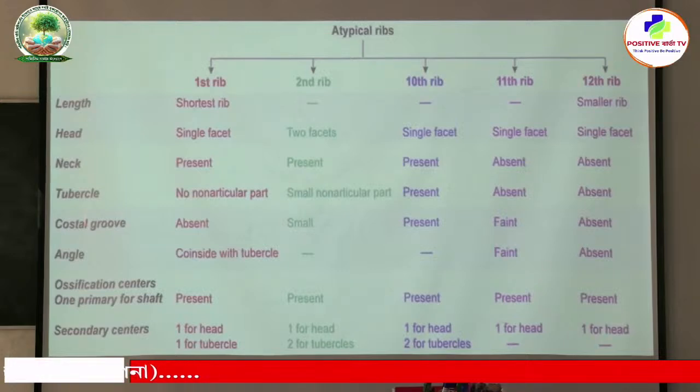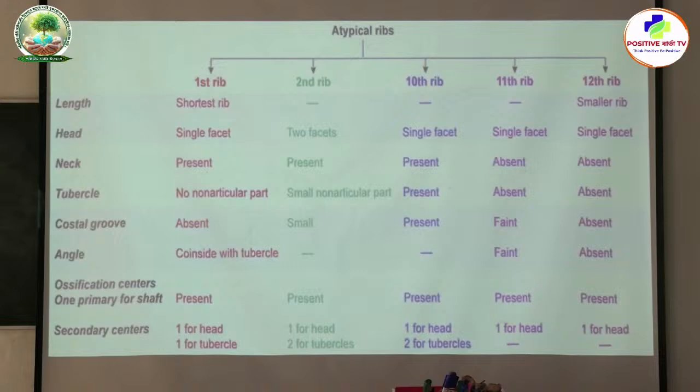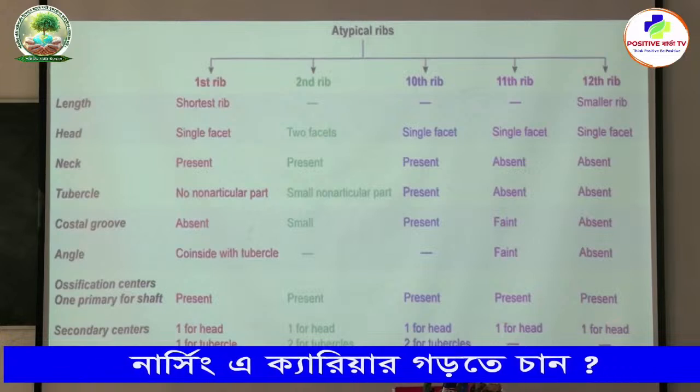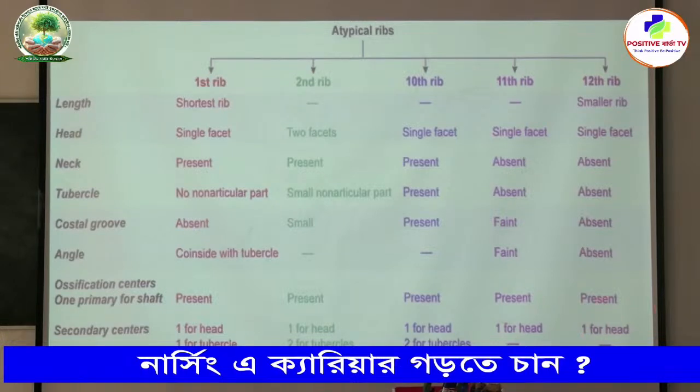Okay. Next we go to the 12th rib. It is the smallest rib. Head has a single facet. Neck, tubercle, costal groove, angle, all are absent in the 12th rib. Okay. And ossification centers: one primary center for the shaft is present and one secondary center for the head is present. Okay, so these are the ossification centers.